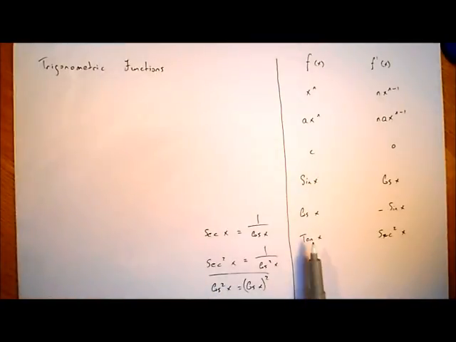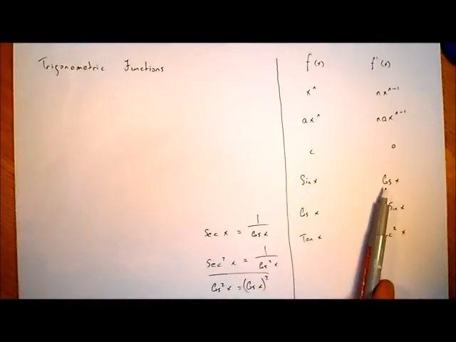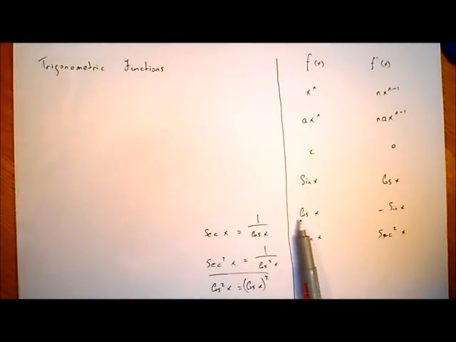Okay, so go back to this. When we differentiate sine x, I get cos x. When I differentiate cos x, I get minus sine x. And when I differentiate tan x, I get sec squared x, which is just 1 over cos squared x. It just means the same thing. Let's look at a few examples of that.